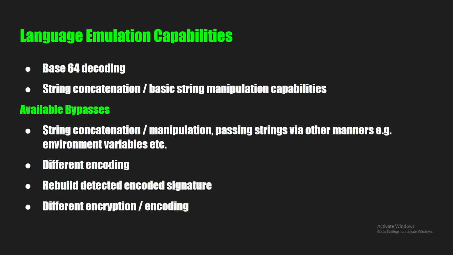Different encoding: base64 encoding can be decoded by the emulator, so that's something to be aware of. And they rebuild the detected encoded signature. For example, if you're loading an encoded binary within a script and trying to load that into memory, why don't you rebuild whatever module it is that you're trying to load? Because if the signature has been detected and decoded, it's probably been detected when it's being decoded as well, so that's something to be considerate of. In general, use different encryption and encoding, so maybe use something like XOR encryption or some other cipher, just something to be aware of there.